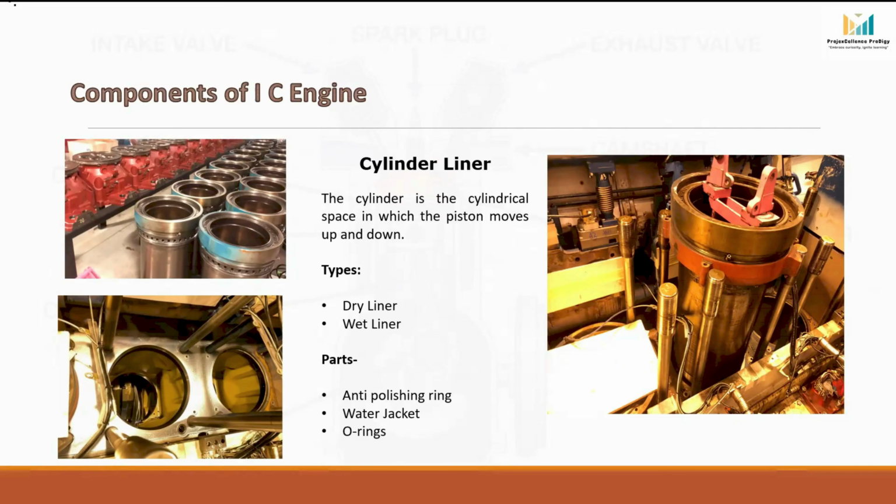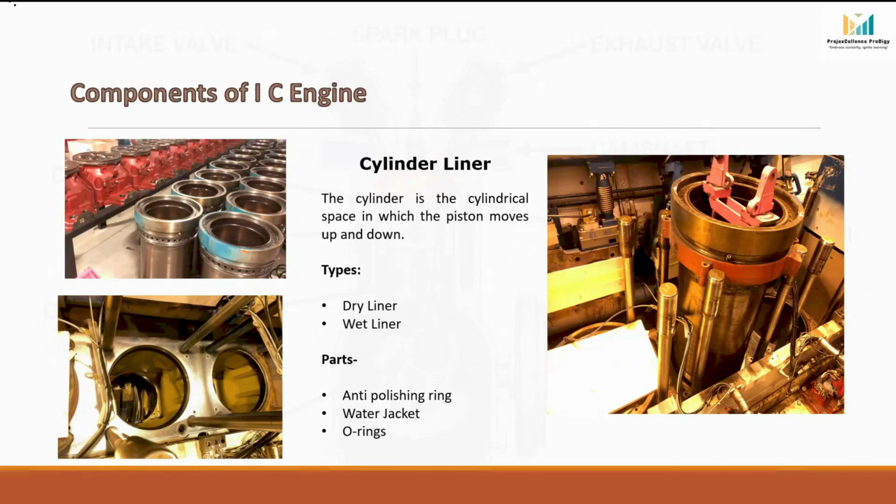During engine operation, the liner has to withstand high combustion temperature, high combustion pressure, continuous friction from the piston rings, and constant wear during every engine cycle. That is why the cylinder liner must be strong, accurately machined, and highly wear resistant. Cylinder liners are commonly made from cast iron because cast iron provides good wear resistance, good heat transfer properties, and excellent machinability.